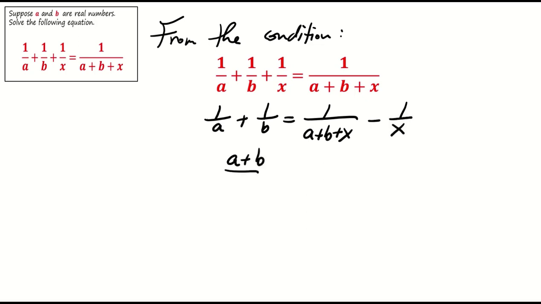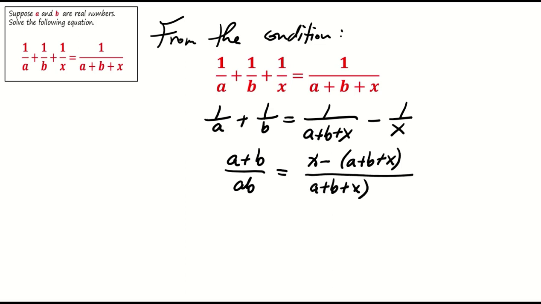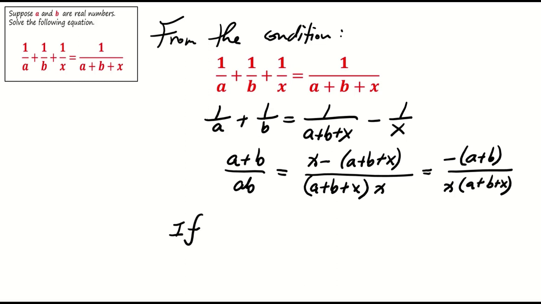Combining the fractions on the left hand side, we obtain a plus b over ab. For the right hand side, combining the fractions gives x minus a plus b plus x over a plus b plus x times x, which is equivalent to the negative of a plus b over a plus b plus x times x. Here comes the crucial part.